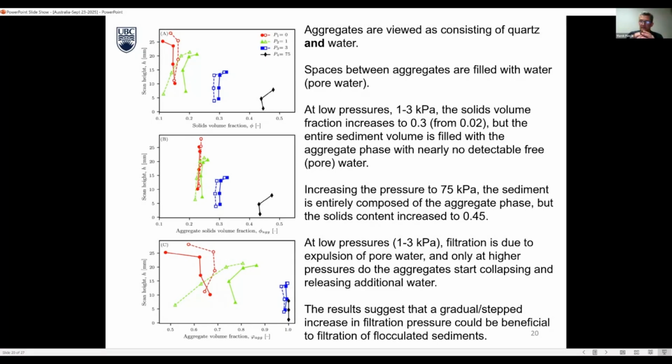So at low pressures, filtration is due to expulsion of pore water. It doesn't really destroy the flocs. It doesn't really expel water from inside the aggregates, and only when you go to the extreme pressures do the flocs themselves start collapsing. But before we really collapse the structure, this is perhaps an opportunity to think about how we run filtration. Maybe stepped pressure increases, gradual pressure increases, to maximize expulsion of the pore water. That could perhaps be beneficial in early stages, because once we go to very high pressures, we basically collapse the entire sediment and the experiment basically stops.